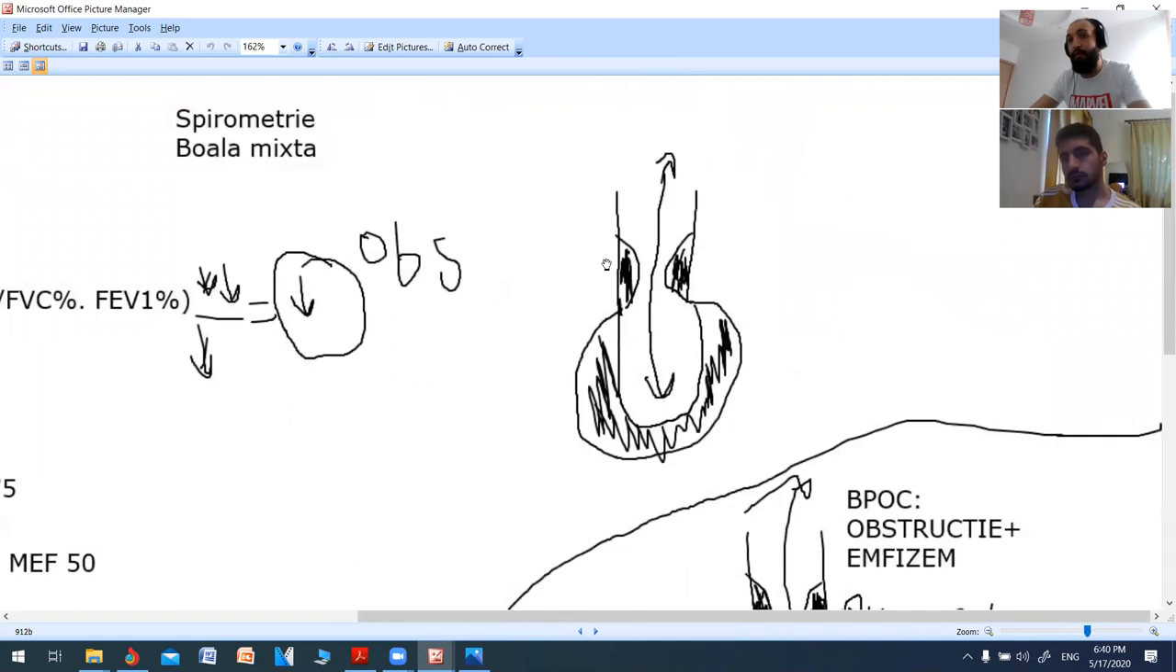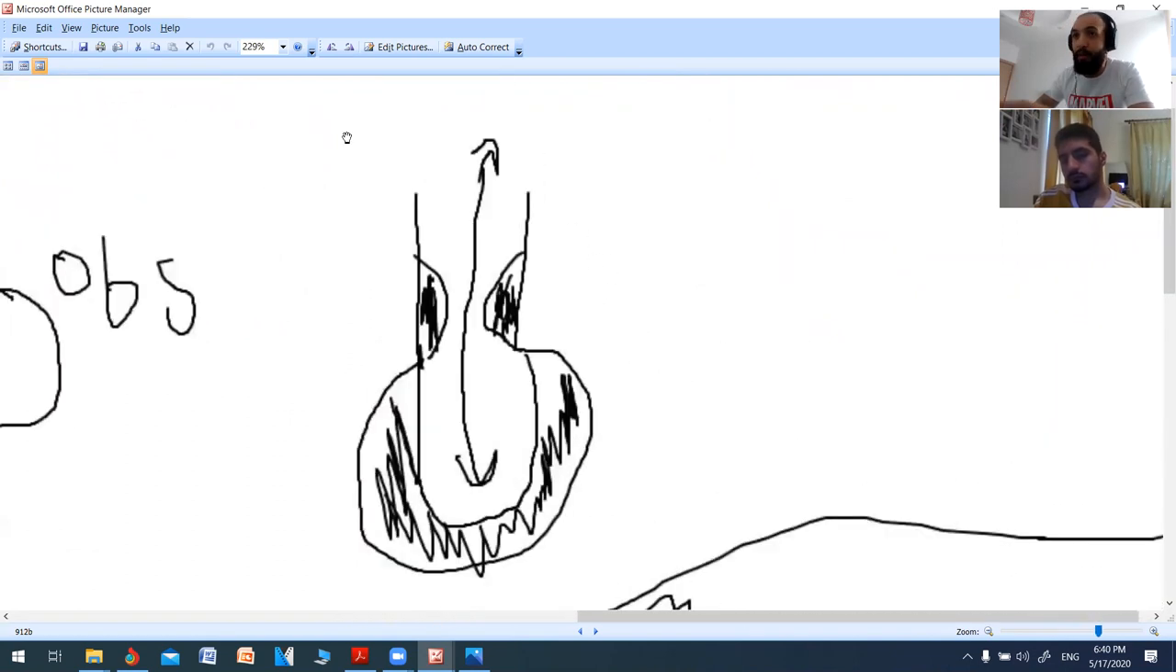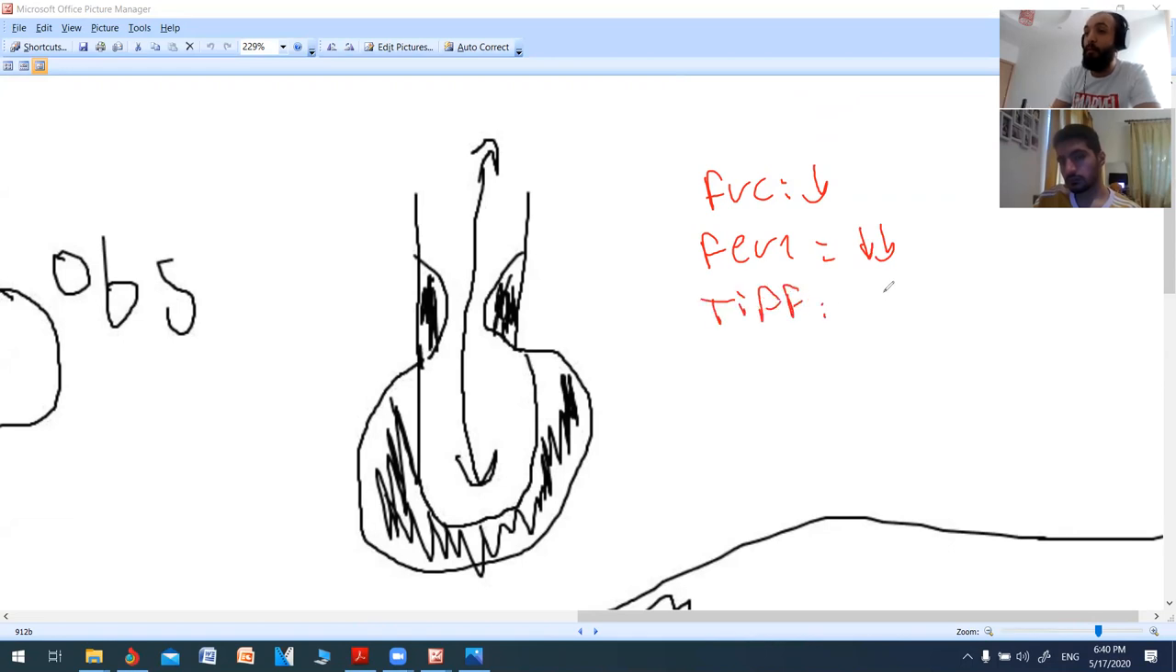Okay, let's talk about this first. Mixed pathology: obstruction and restriction. His lung is small and he has narrow airways. Okay, how will we see the FVC in this patient? Low. How will you see the FEV1? Low. How will you see the TIFNO? Also low. Now, when you see all low, you are sure that this one has mixed disease? You are not sure. You are sure only that he has obstruction.